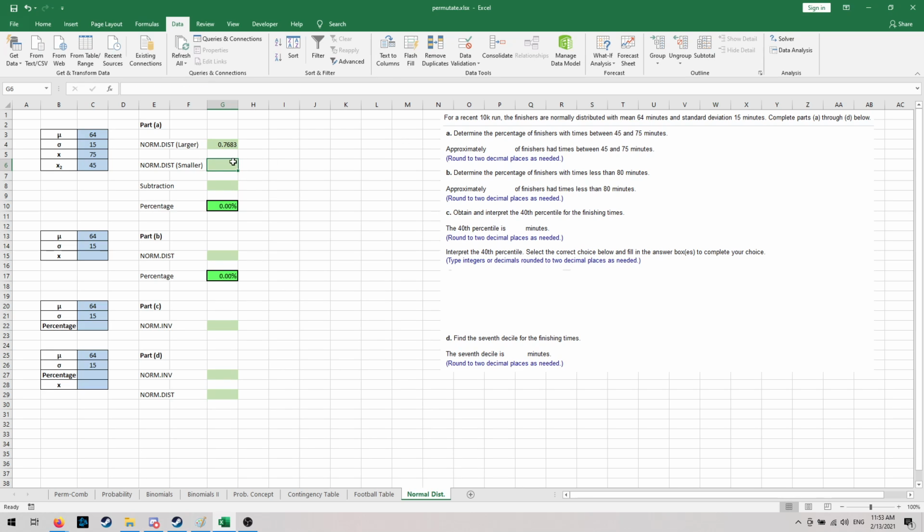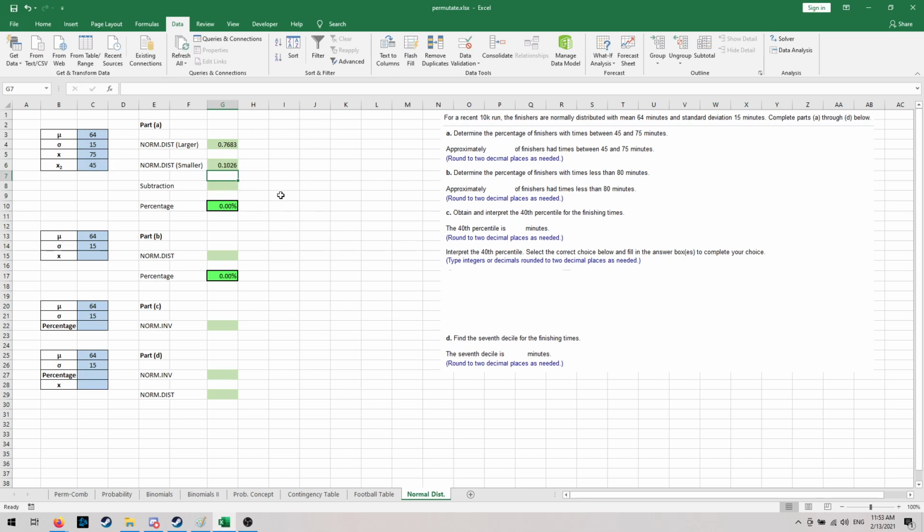Next, we need the normal distribution of the smaller number. So we're going to press equals, start typing again, norm.dist, and go through exactly the same steps for the smaller number, the mean, the standard deviation, and of course the true flag.